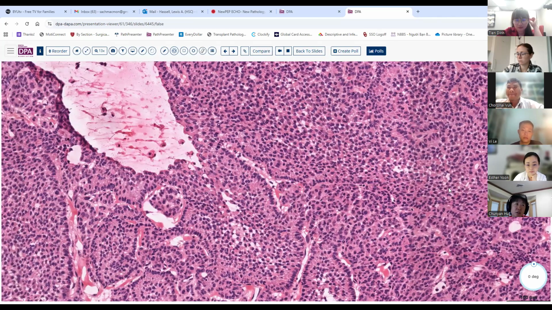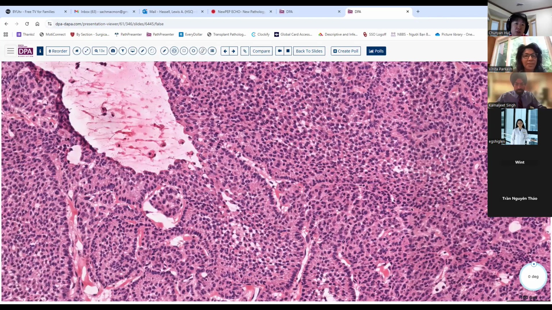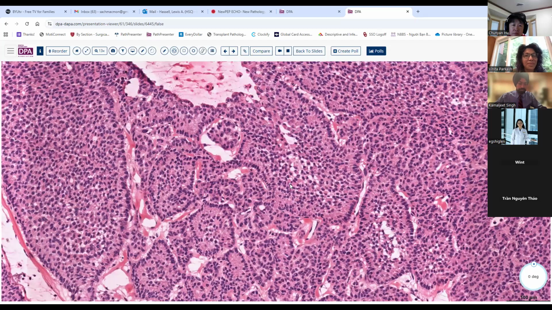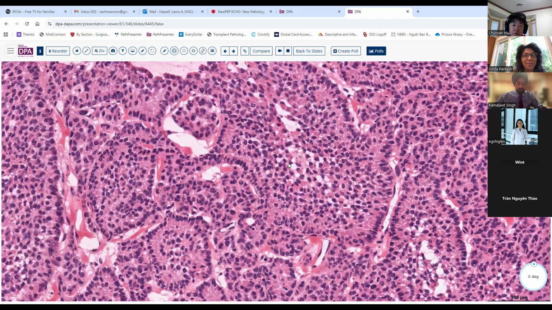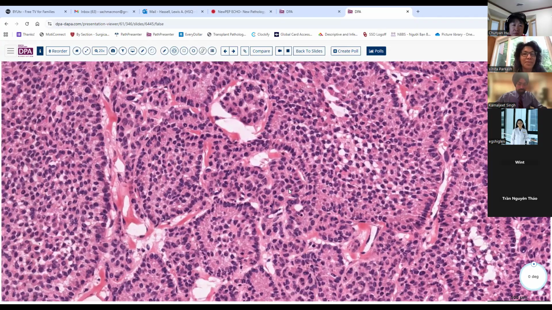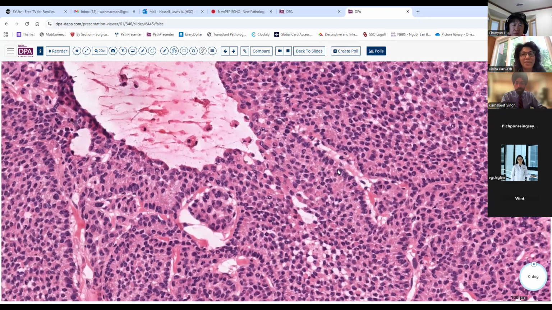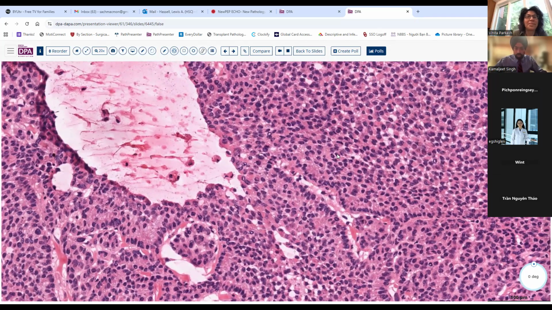Does anyone want to take a guess? My guess is epithelial. Okay, so it is more epithelial than stromal, that's for sure. Do you think this is a benign tumor or a malignant tumor based on the morphology? Quite uniform cells.